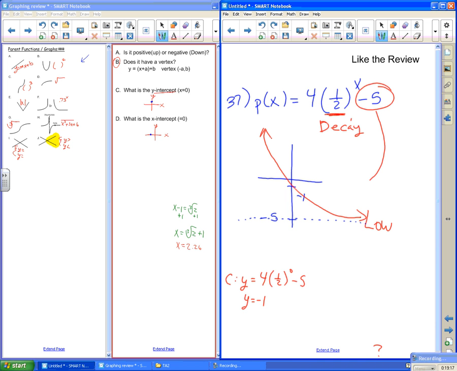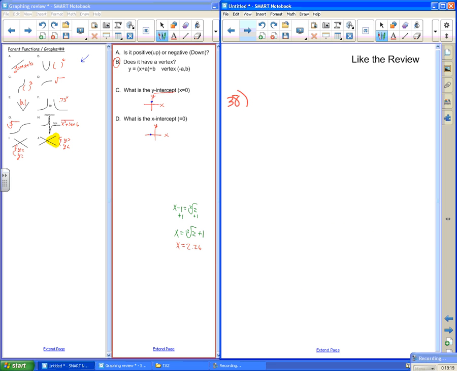38. F of x equals... this one, we have to do the quadratic formula for the top. We have to do the quadratic formula for the bottom. We're going to do these other rules, but we're going to start with this.